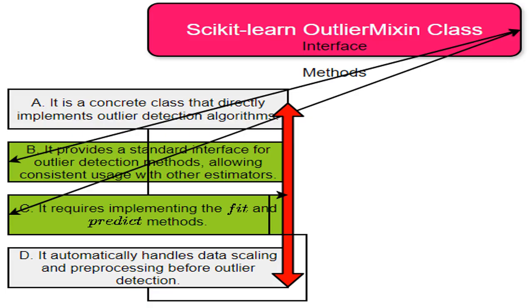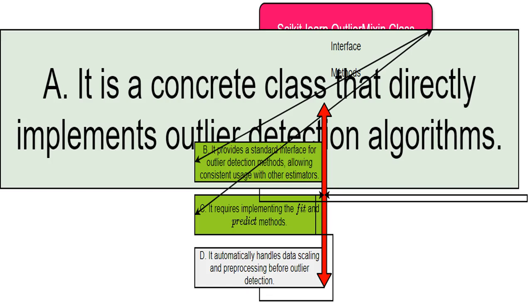Let's talk about the Sklearn base OutlierMixin class. I consider it a crucial component in scikit-learn, not a concrete outlier detection algorithm itself. It's more of a helpful addition that brings consistency and structure to the library's outlier detection capabilities. This one is false. OutlierMixin itself doesn't contain the actual outlier detection algorithm. It's like a shell that other algorithms can plug into to get the scikit-learn benefits.